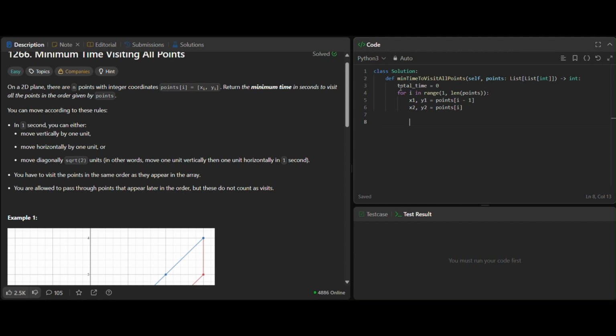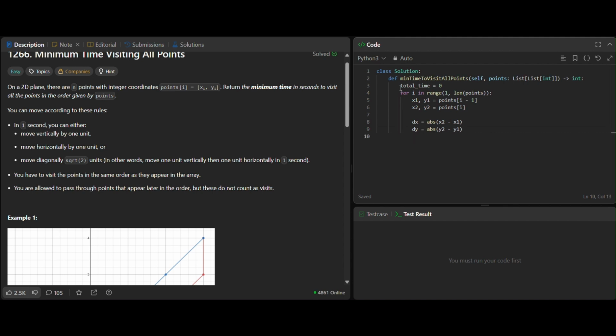Time complexity: O of n, 1 pass through the points. Space complexity: O of 1, only variables for tracking distance. Here are some common mistakes to watch out for. First, using Manhattan distance, which is dx plus dy, instead of taking the maximum. Second, trying unnecessary BFS or simulation, which overcomplicates the problem. And third, forgetting that diagonal movement is allowed, which is the key to solving it efficiently.